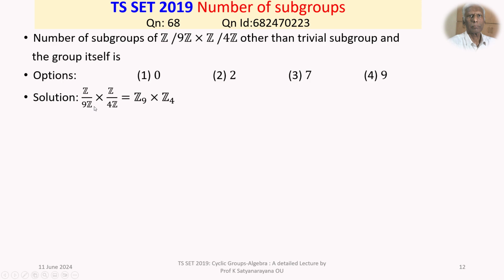Z by 9Z is isomorphic to Z9. Z by 4Z is isomorphic to Z4. So Z by 9Z cross Z by 4Z is isomorphic to Z9 cross Z4. Now, 9 and 4 are relatively prime. So it's isomorphic to Z36. Zm cross Zn is isomorphic to Zmn if m, n are relatively prime. So 9, 4 is relatively prime. Therefore, it is isomorphic to Z36.